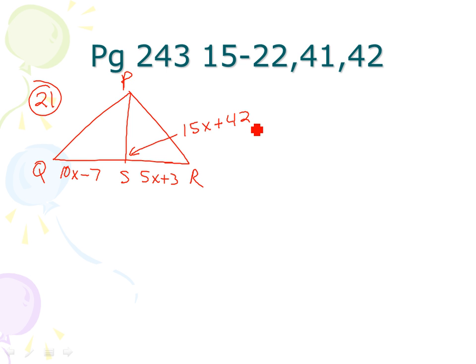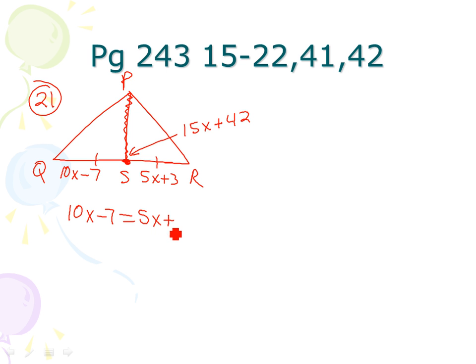21, what do they tell us? They tell us find x if segment PS is the median of PQR. Now watch, because I guarantee I do this to you on a test. They tell us that this is a median. As soon as you hear that that's a median, what should you know? Midpoint, so congruent segments. So what equation can you set up? 10x minus 7 equals 5x plus 3.